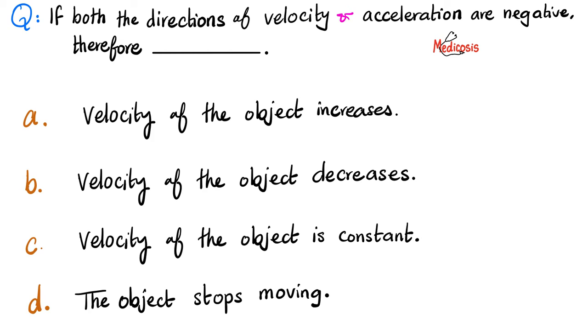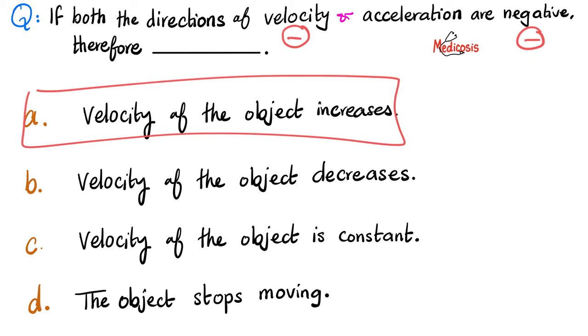If both directions of velocity and acceleration are negative, therefore what? Please pause. Well, velocity is negative and acceleration is negative. Negative and negative, meaning they are in the same direction, they have the same sign, which means the object is accelerating. The velocity is going up.